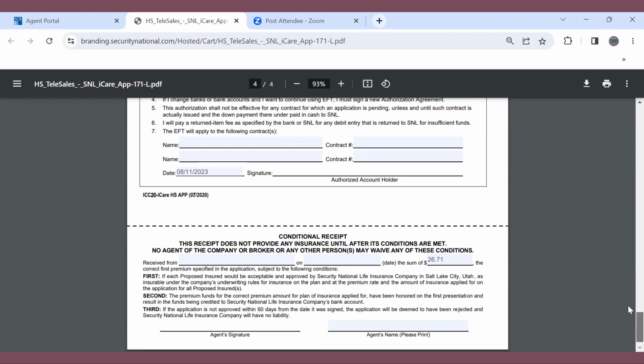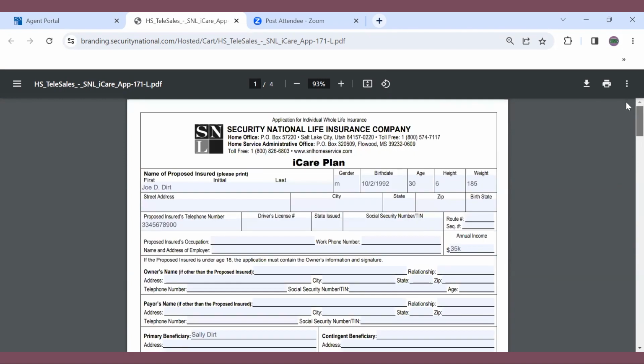I hope you're able to understand a little more about filling out the iCare application. Any questions that you have, please reach out to us. We'll be glad to help you.